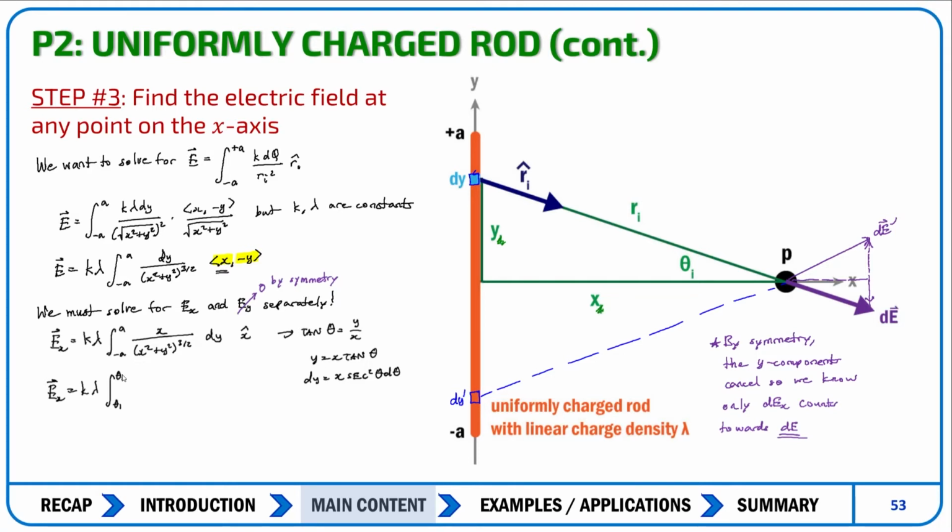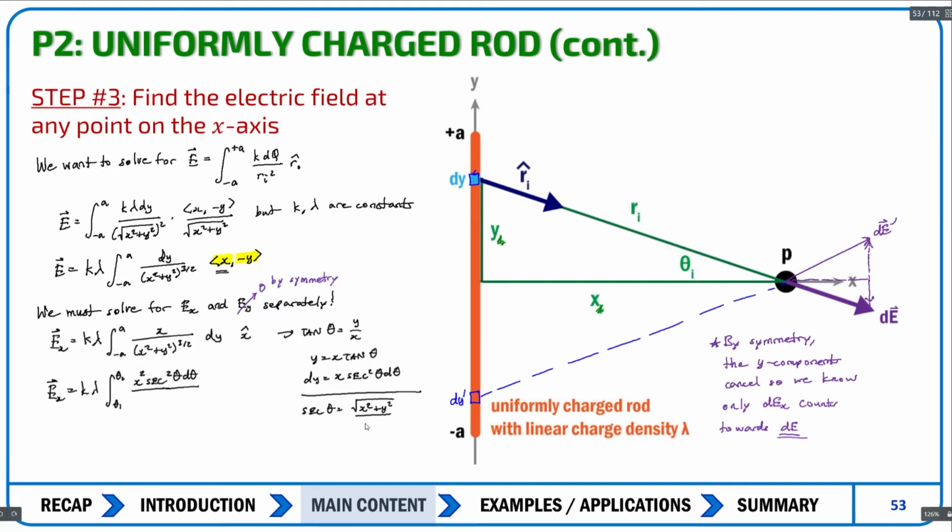I know dy is x times secant squared theta d theta, so let's do that: x squared secant squared theta d theta. I now have to figure out what this denominator is going to turn into, and so I actually can say secant of theta is equal to hypotenuse over adjacent, which is equal to the square root of x squared plus y squared over x.